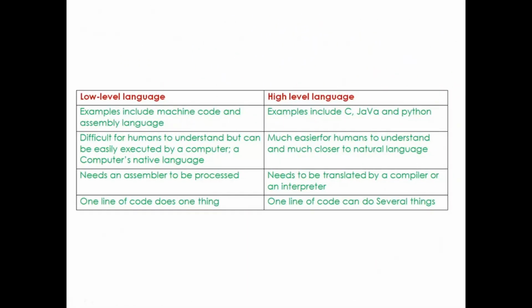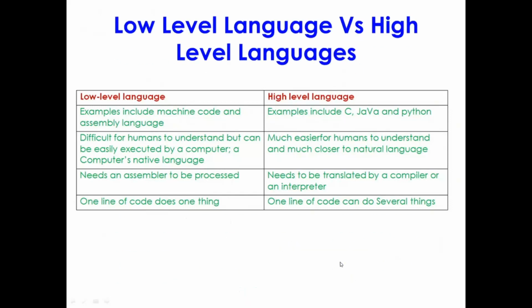So what exactly is the low-level language and high-level language comparison? Low-level language examples include machine code and assembly language. For high-level languages, you have C, Java, Python, Basic, Pascal, and many other languages. Low-level language is difficult for humans to understand, but it's easier for the computer to understand. High-level languages are easier for humans to understand, and it is difficult for the computer to understand.